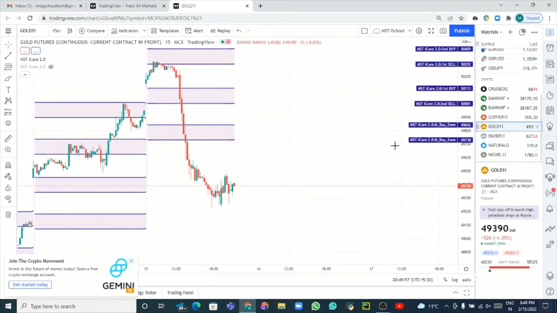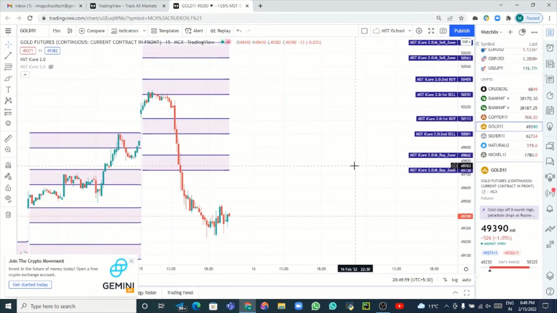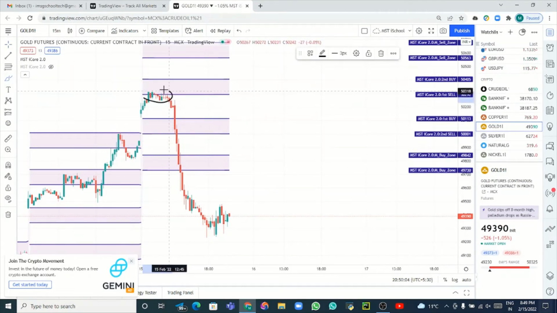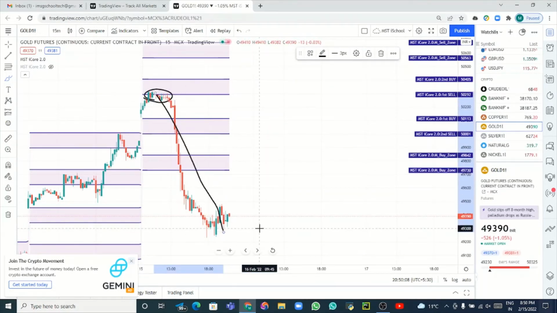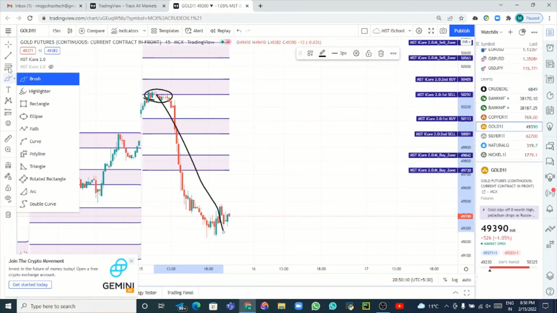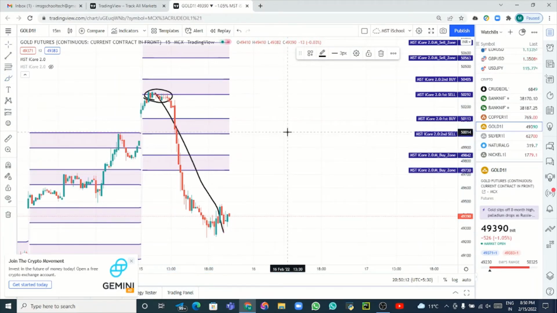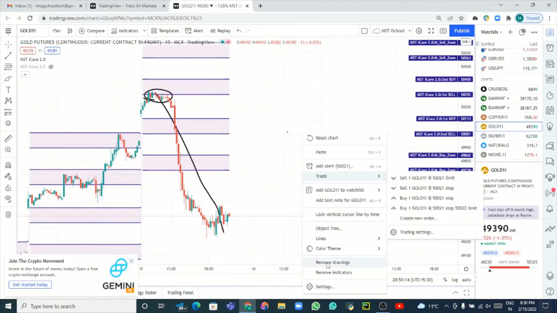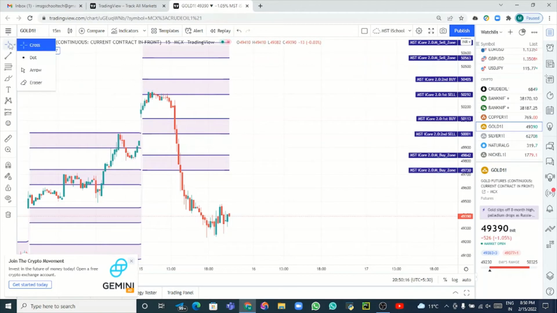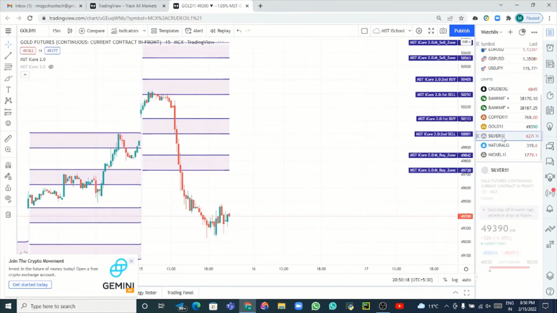Everything I'm keeping in default setting. So exactly here, sell activated and all the targets have been hit. See the fall. What I said, if sell activated, there is no buy that day. Next one, silver.